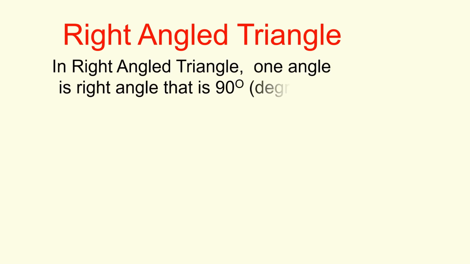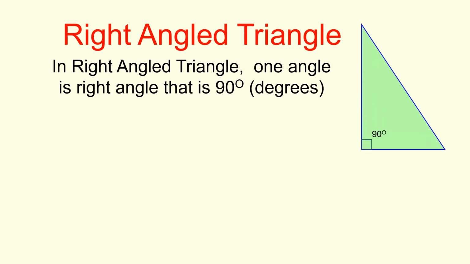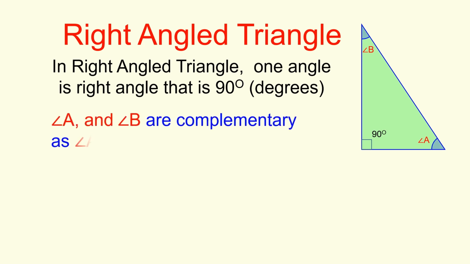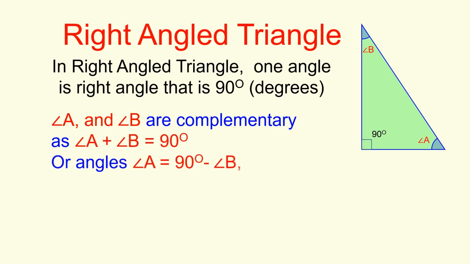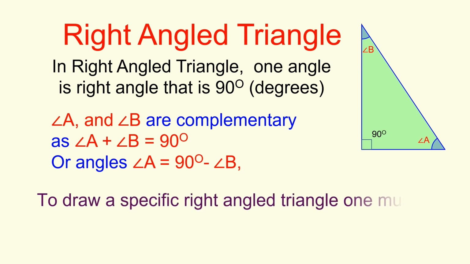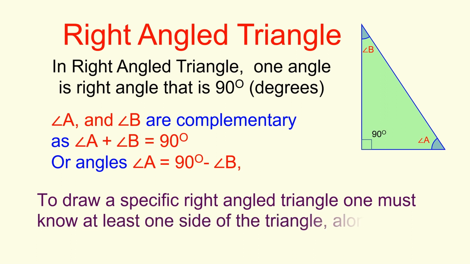The right-angled triangle. In a right-angled triangle, one angle is right angle. That is 90 degrees. Angle A and angle B are complementary, as angle A plus angle B equals 90 degrees. To draw a specific right-angled triangle, one must know at least one side of the triangle, along with angle A.